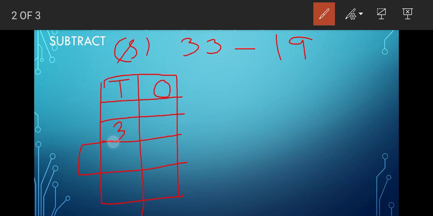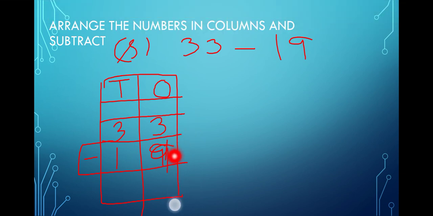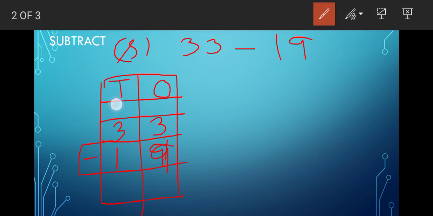Okay, so let us write here 33 and this one is 19. What we have to do? Addition or subtraction? We have to do subtraction. So here again we have to regroup since we are not able to subtract 9 from 3. So this 3 tens will become 2 tens. Since we are giving 1 tens to the ones place, 3 ones will become 13 ones. So let us write here 2 and this one will become 13.